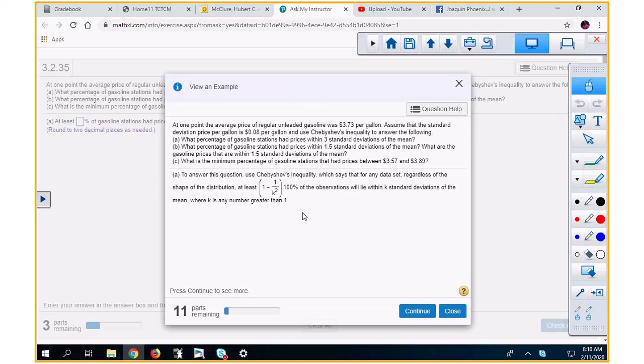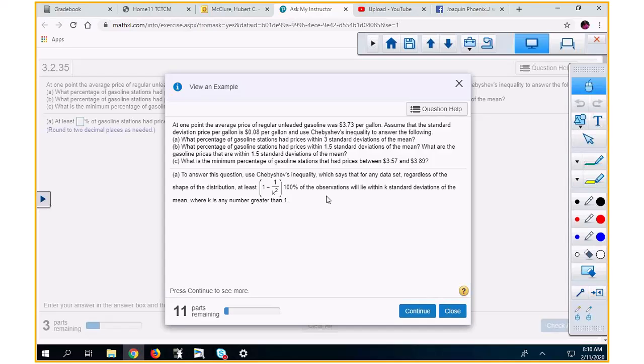But there's the formula for Chebyshev's, or whatever his name is. I can't even pronounce it. Say it one more time. I think it might be like Chebyshev. Okay. Sounds like some kind of car. Anyway, there it is right there: at least 1 minus 1 over k to the second power times 100.